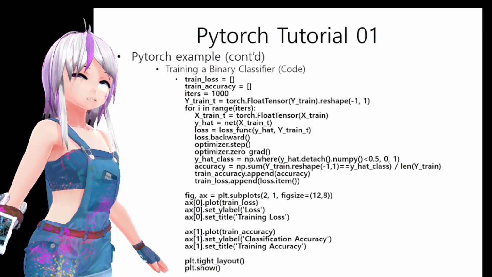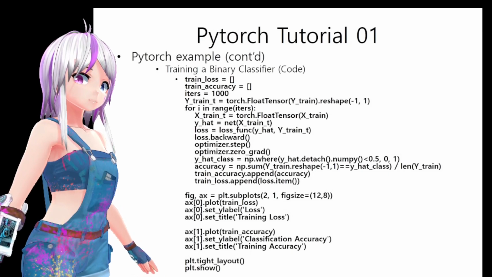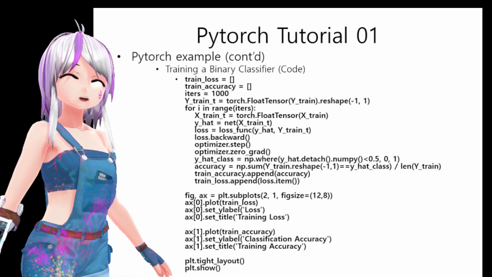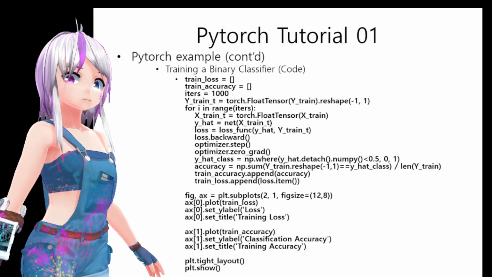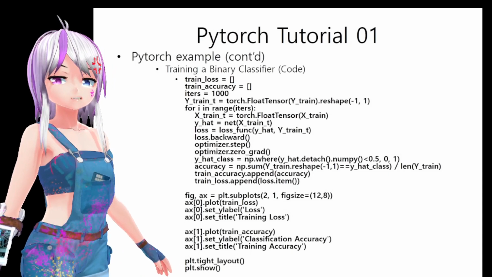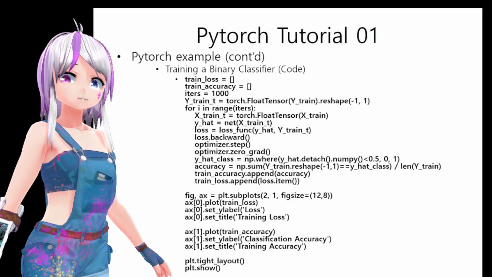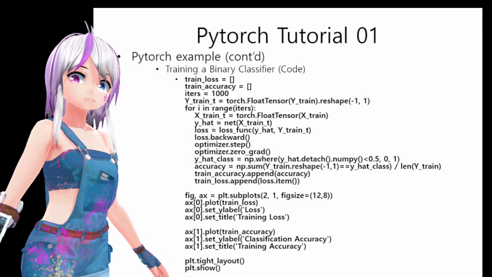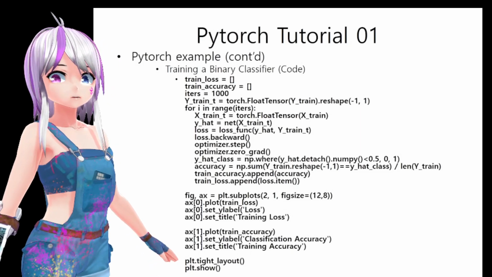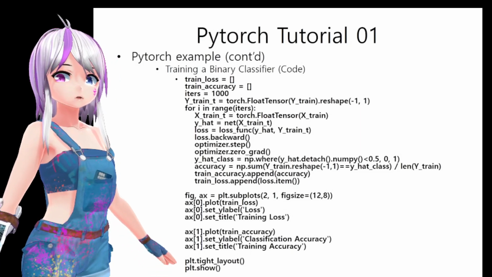Now we have train_accuracy.append(accuracy) and train_loss.append(loss.item()), and then the following statements are how to plot the training loss function, and the actual validation loss function is probably later. And we have an accuracy function plotted here also. Okay, and finally plt.show will give you the figure.